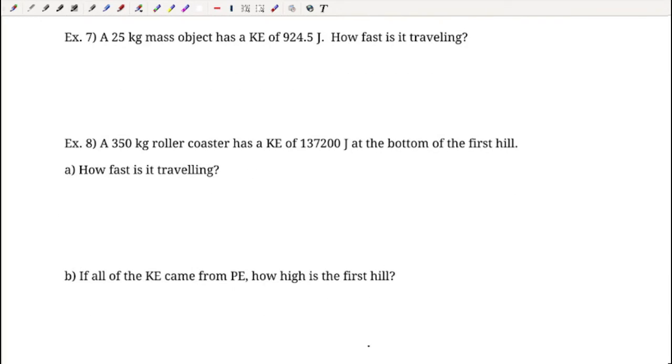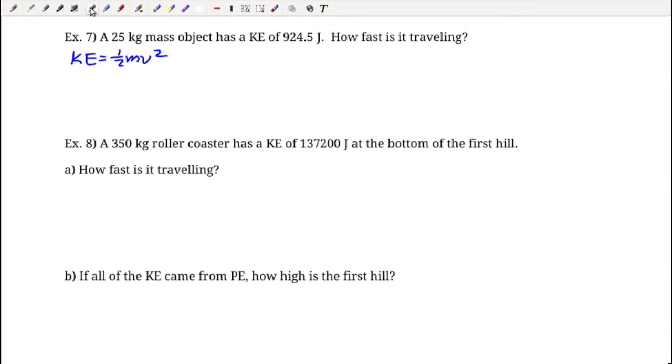All right, a few more examples. A 25 kilogram mass object has a kinetic energy of 924.5 joules. How fast is it traveling? So this is really just taking your kinetic energy equation and solving for velocity instead of for kinetic energy. Because we have kinetic energy to plug in, we have the mass to plug in, we need to solve for velocity.